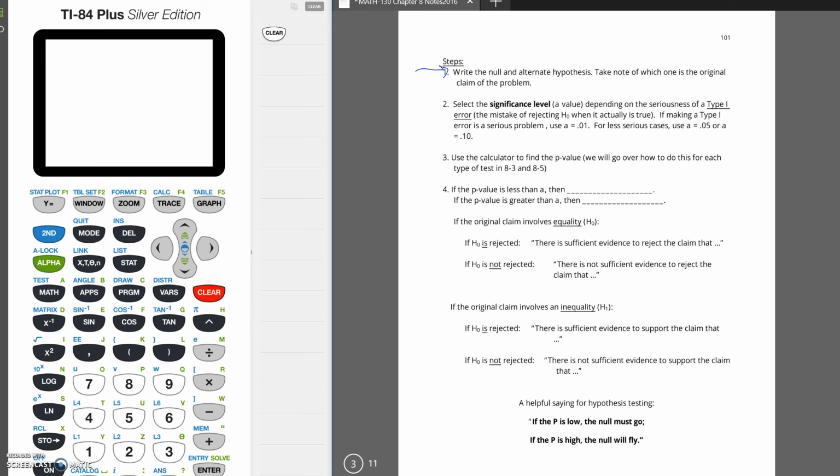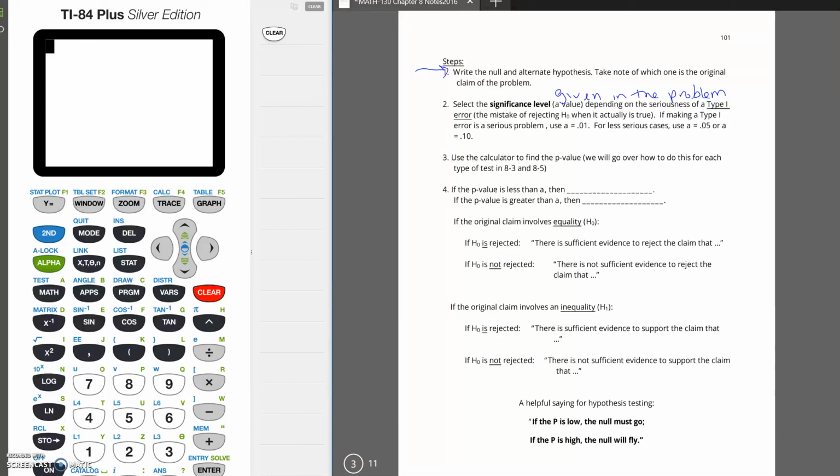Next, you'll select your significance level. Now, in this class, most of the time, this will be given in the problem. And this is known as your alpha value. So depending on the seriousness of type 1 errors. A type 1 error is when you reject H0 when it's actually true. So if that would be a really serious problem, you would want to use a very low alpha, like 0.01. For less serious cases, you could use alpha as 0.05 or 0.10. But like I said, this will be given to you in the problem.